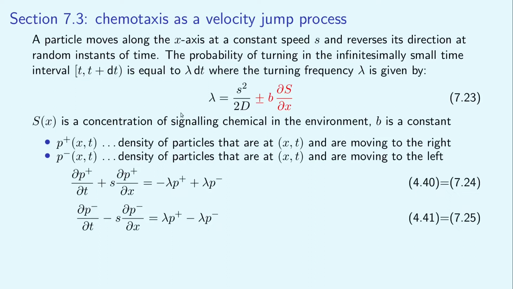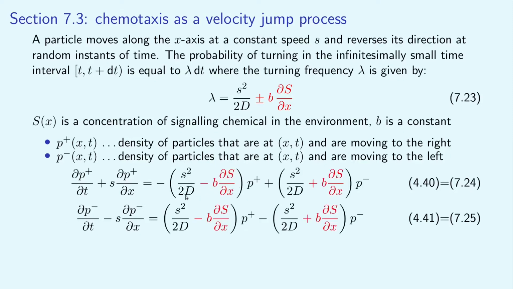In section 4.3, we analyze this velocity jump process by writing evolution equations for densities p plus and p minus, which are densities of particles that are moving to the right and to the left respectively. This system of partial differential equations is still valid even for my modified turning frequency lambda. So let us substitute formula 7.23 for lambda. We obtain the following equations, where you can see that I am using the minus sign for the turning frequency of the right moving individuals and the plus sign for the turning frequency of the left moving individuals.